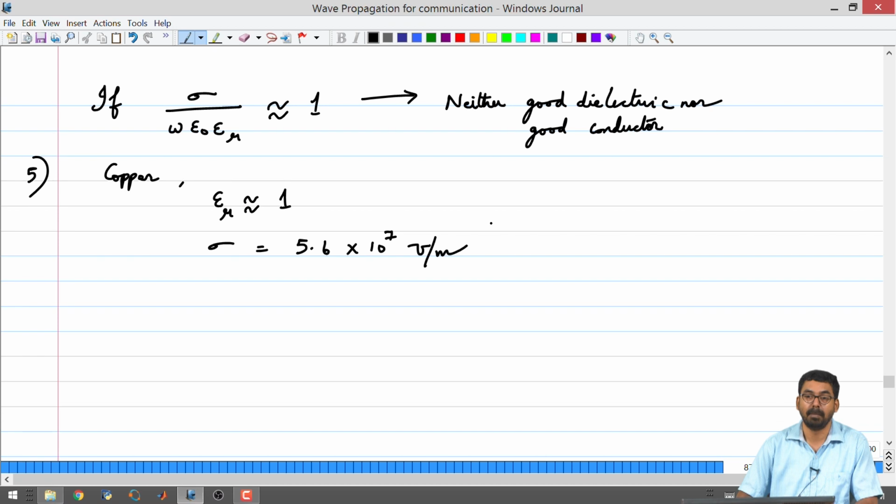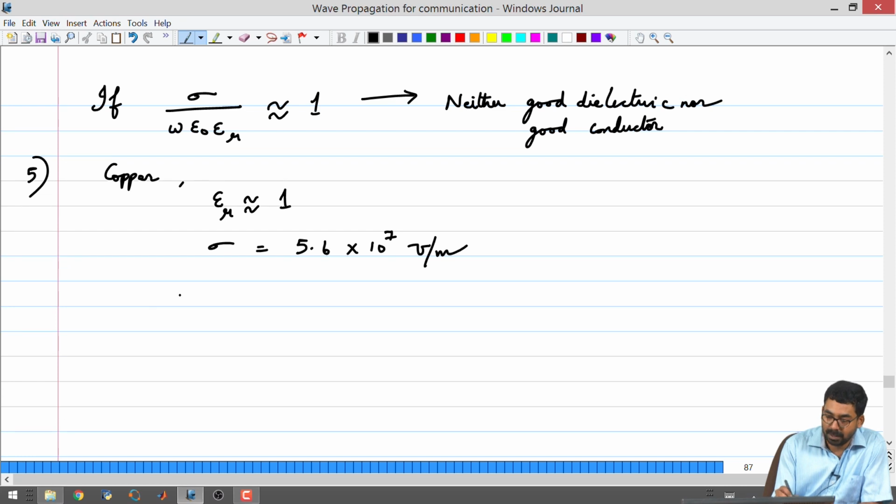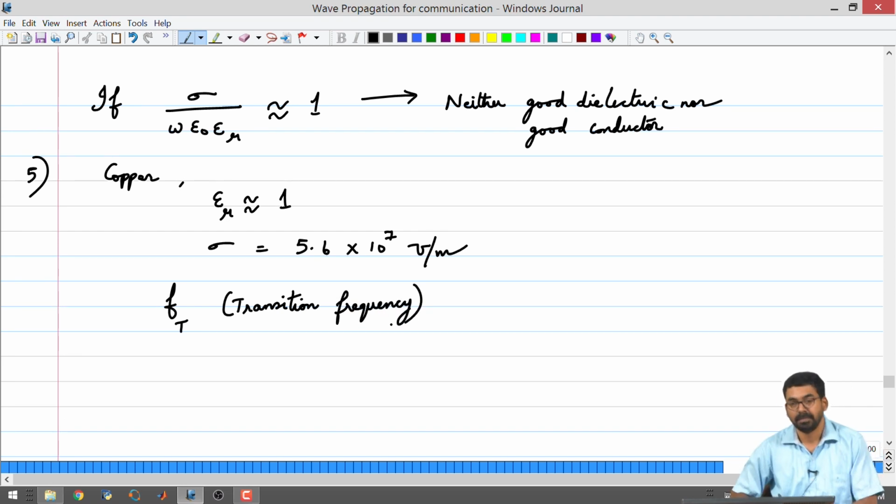It is a very high value compared to epsilon r. So, we can say sigma divided by omega epsilon naught epsilon r is equal to 1, so omega will be equal to sigma divided by epsilon naught epsilon r. The omega at which this transition happens, you can divide by 2 pi and you will get the frequency in hertz. That frequency is known as the transition frequency.